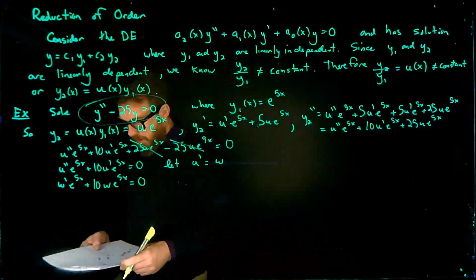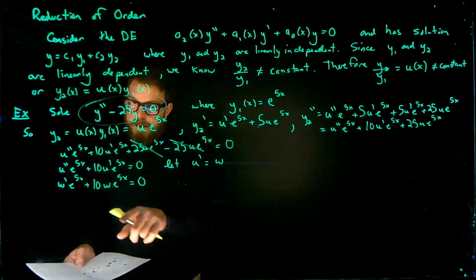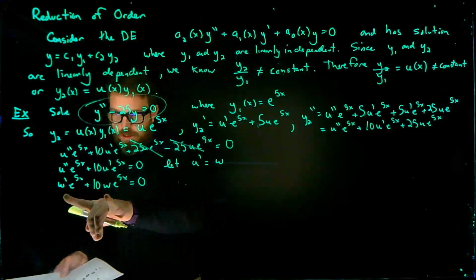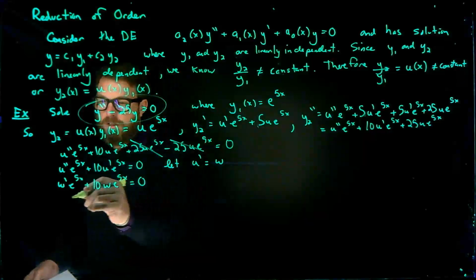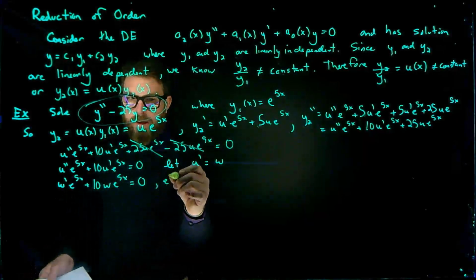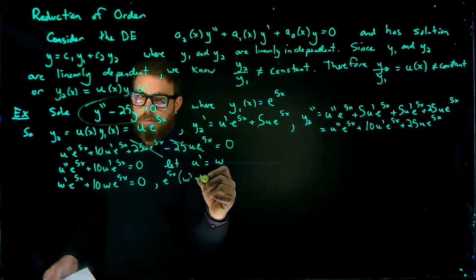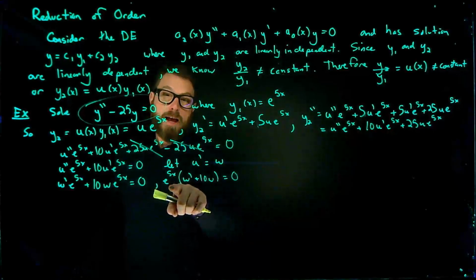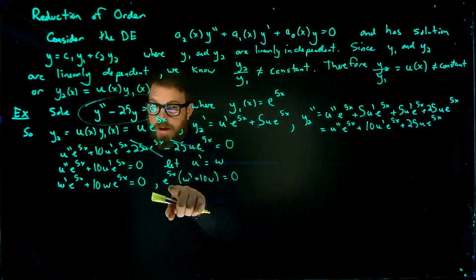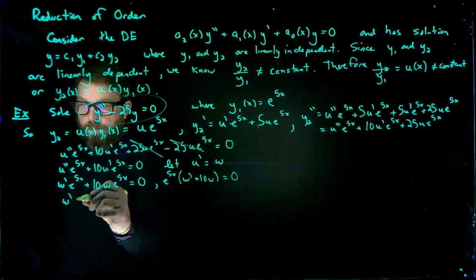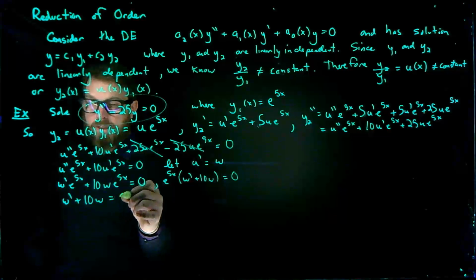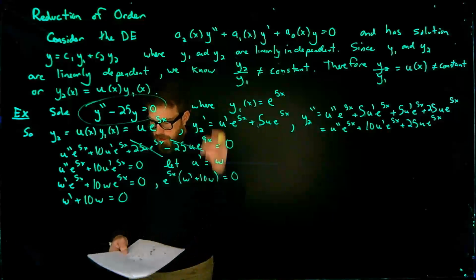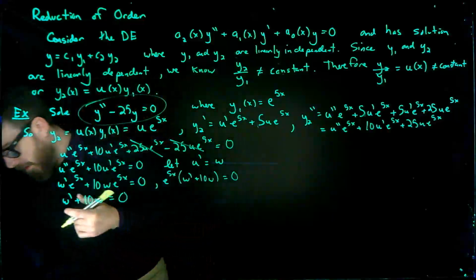Now, what we know is I can factor an e to the 5x out of this expression and then divide by it. So we'll write it here: e to the 5x times w prime plus 10 w is equal to 0. Divide by this, which is clearly a non-zero number because e to the 5x is always positive. So this simplifies to w prime plus 10 w is equal to 0. And the way we're going to solve this is through the fact that it's linear.